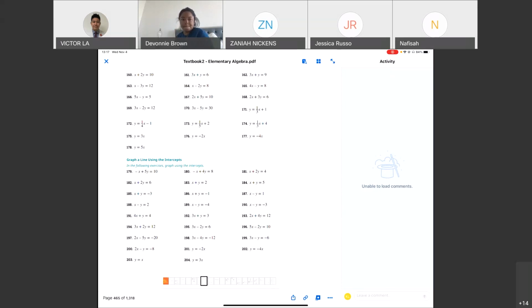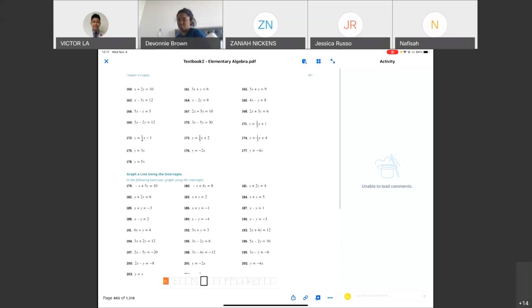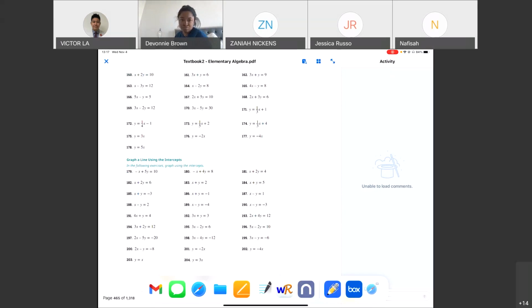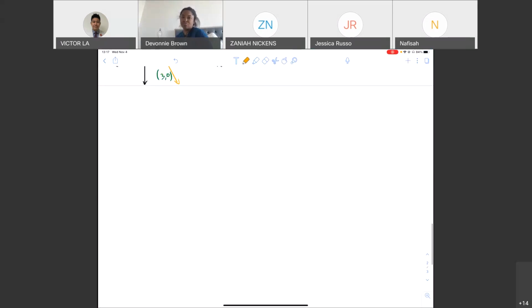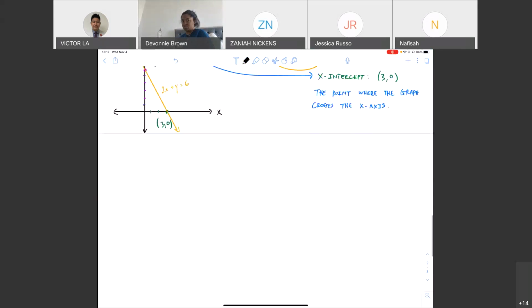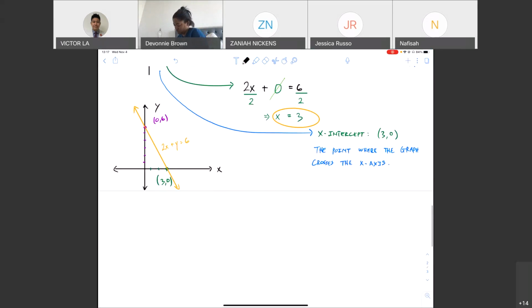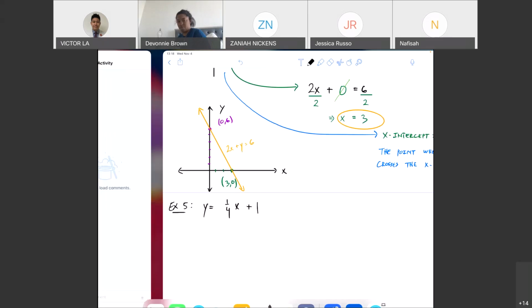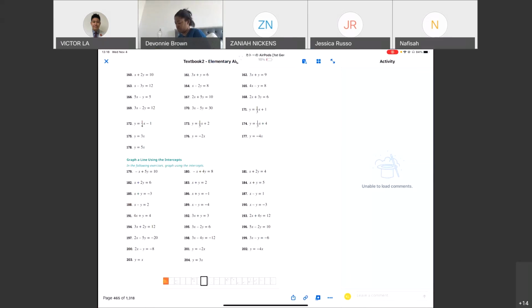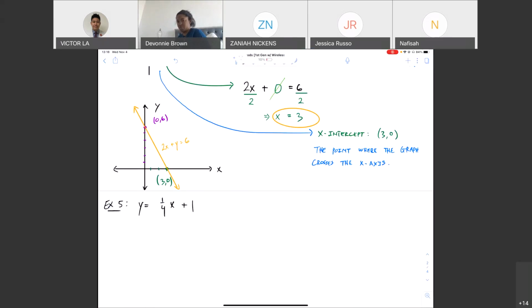I'm going to pull one from the homework here. So y equals 1/4 x minus 1. Okay, that's good. Example 5. Let me keep some of this information here so you can see. y equals 1/4 x plus 1. 1/4 x minus 1, that's fine. Plus 1 is fine too. All right, so what do we do?